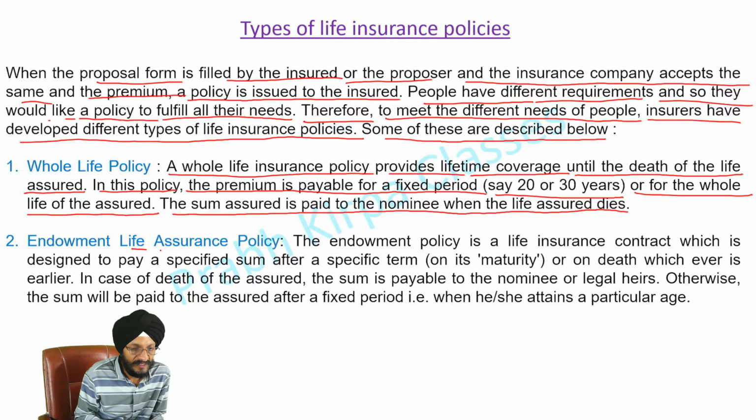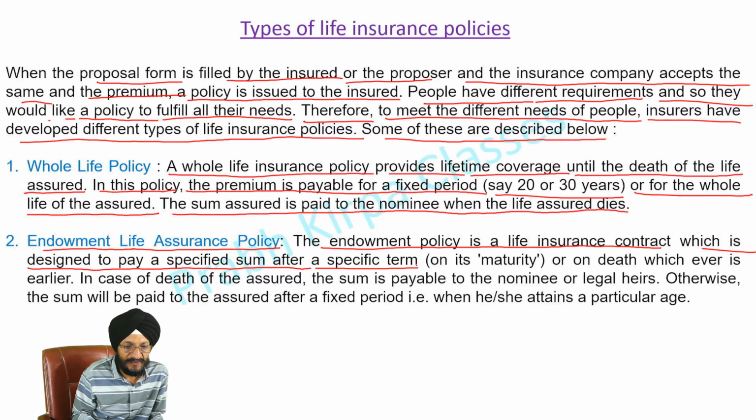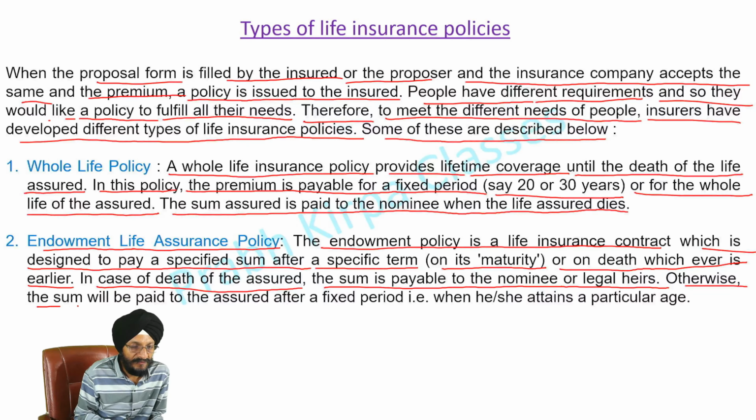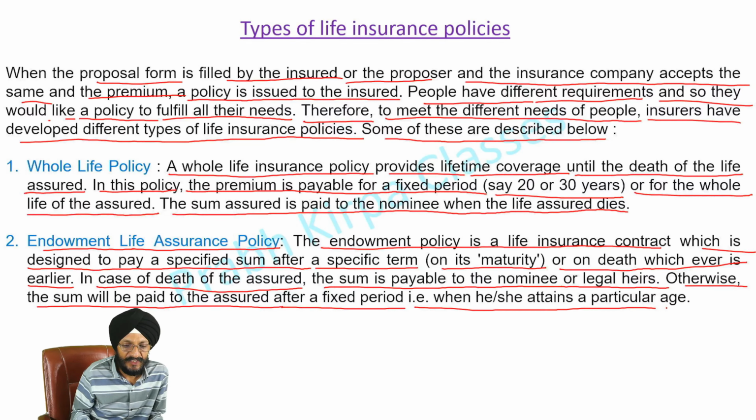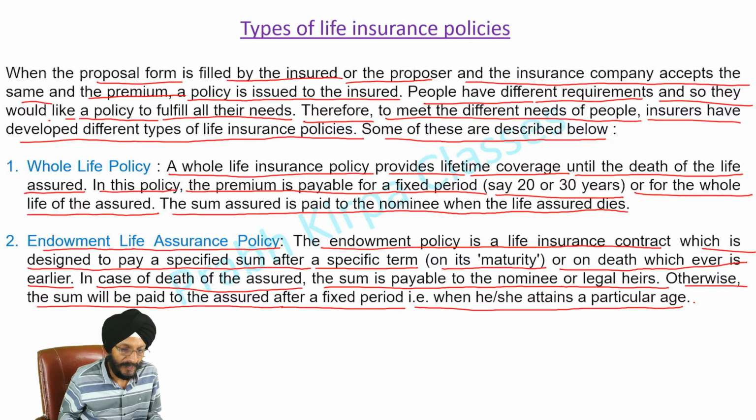Second is the endowment life insurance policy. The endowment policy is a life insurance contract designed to pay a specified sum after a specific term on its maturity or on death, whichever is earlier. In the case of death of the assured, the sum is payable to the nominee or legal heirs. Otherwise, the sum will be paid to the assured after a fixed period, that is, when he or she attains a particular age.